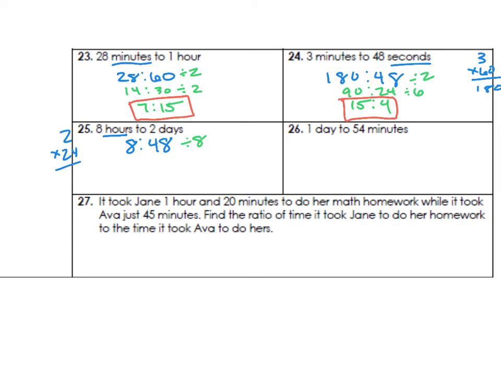I can divide by 8. 8 divided by 8 is 1. 48 divided by 8 is 6. There's our ratio in simplest form.